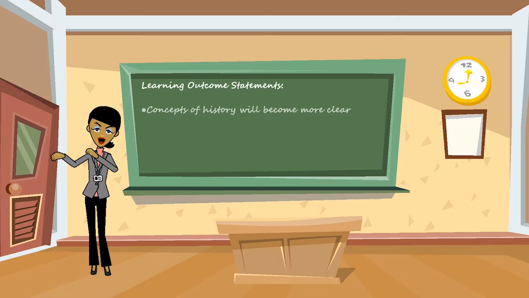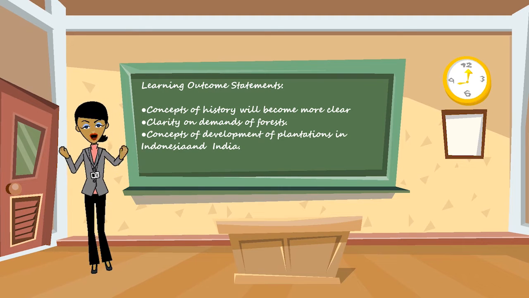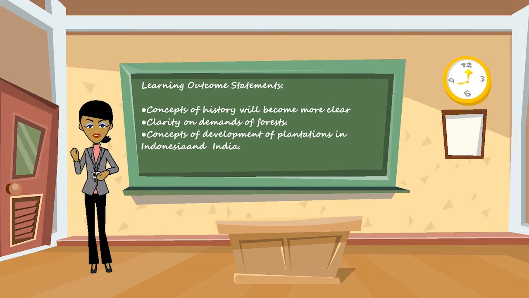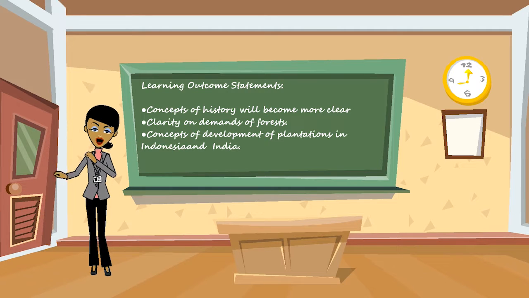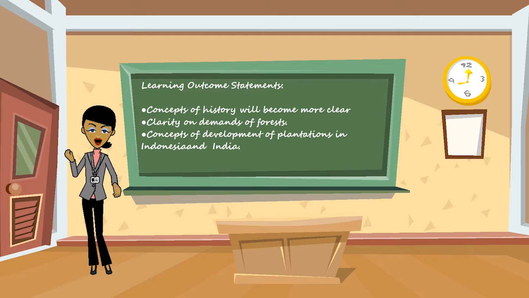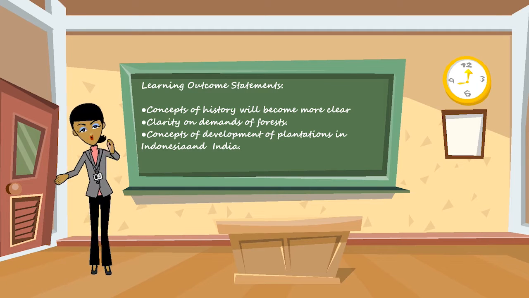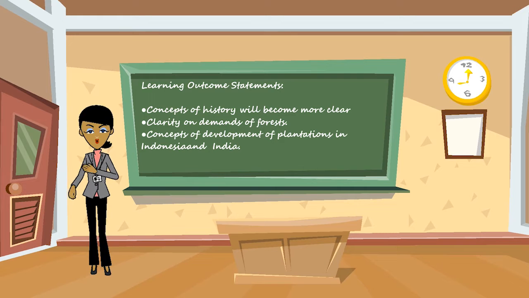In today's class, we will be reading the chapter titled Forest Society and Colonization. The chapter talks about the growth of the industries and urban centers, ships and railways, new demand on the forests for timber and other forest products.